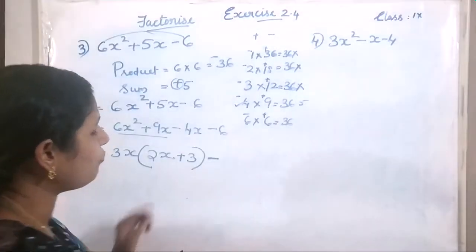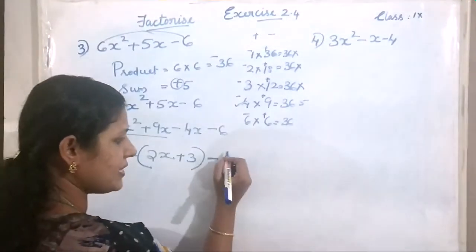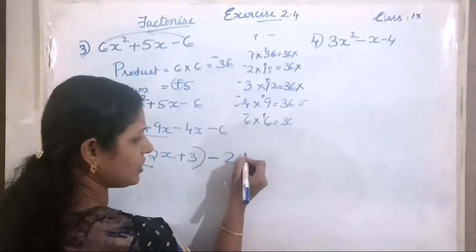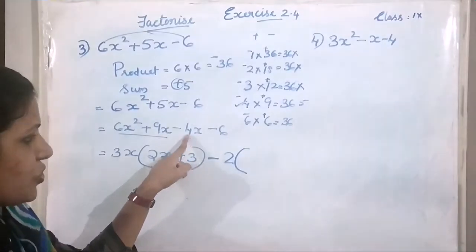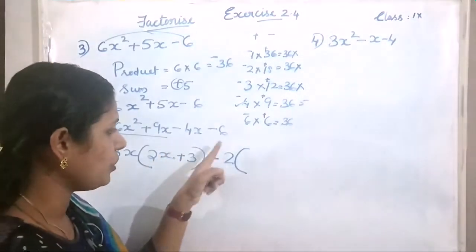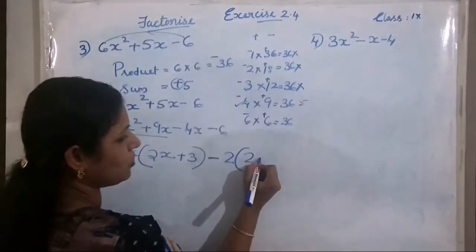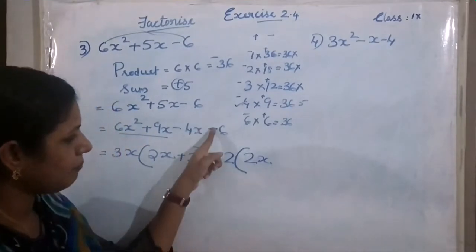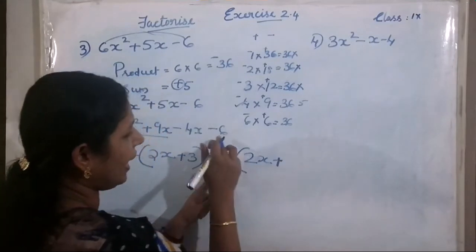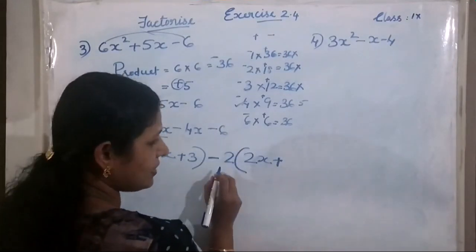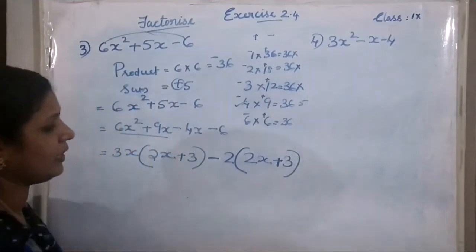Okay. And considering these 4x and 6, which number is common? That is 2. So we select 2 outside. And the remaining, 2 into 2 is 4, so the remaining is 2 here, and x is also there. Then minus, we take it outside and the remaining here is plus. And 6, 2 is taken outside and the remaining is 3. So our answer is 2x plus 3.